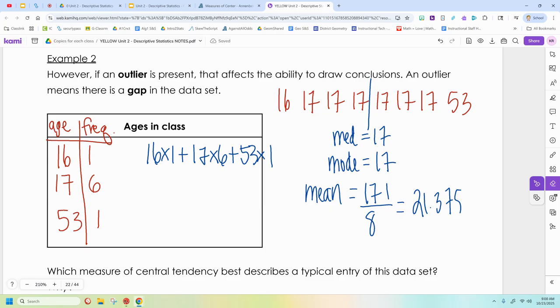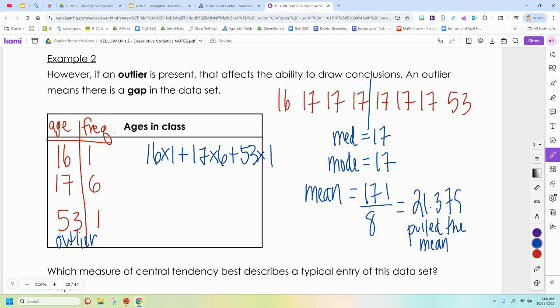So what happened here? Guess what I am? Am I an outlier? Yeah. So this 53 is an outlier. And what did it do to the mean? It pulled the mean. The mean was affected by the outlier. It affected the average age of the room, right?